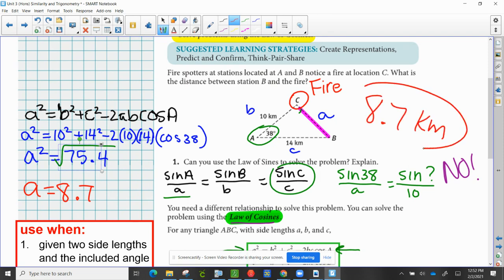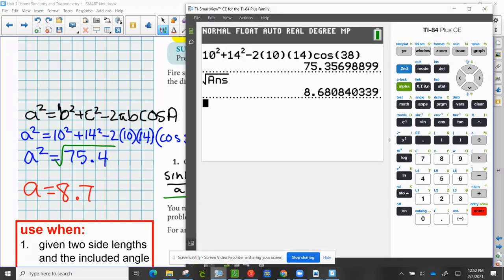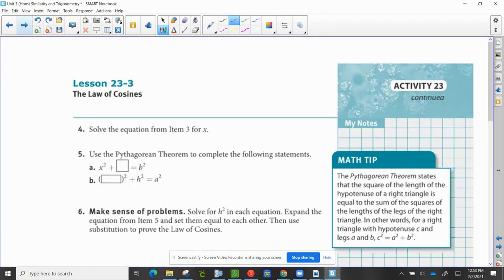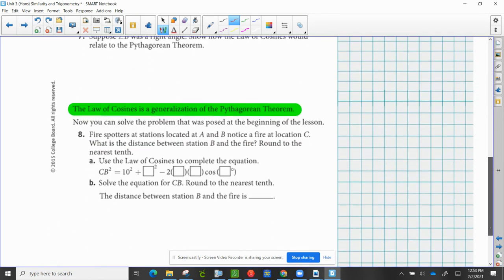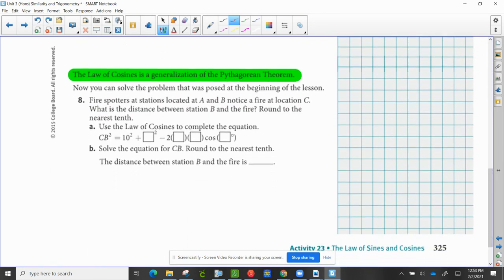So how far away is station B from the fire? They're 8.7 kilometers away. Okay. So that's how you can use the law of cosines. Now again, you could have simplified this if you really want to, but if you're using a calculator, might as well let the calculator do all the order of operations for you. Just hit whatever you get, just make sure you don't forget to square root that because you want to solve for a, not a squared. Okay, so that's what this whole side of this is actually having us go through. The distance between station B and the fire we just found was 8.7.